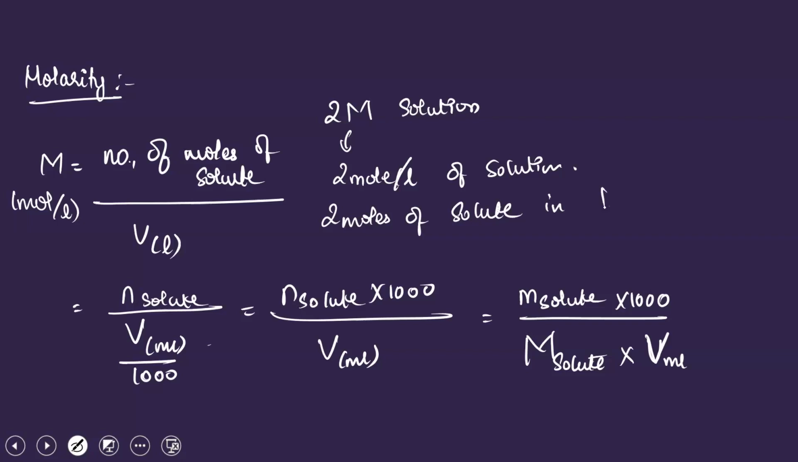in 1 liter of solution. This is what we understand from this, right? If I just give you 2m solution, what do you understand from that? It is 2 mole per liter. The mole in the numerator, what does it denote? As per the formula, it denotes number of moles of solute. The volume in the denominator, what does it represent? Volume of the solution in liters, and that is it. Clear?